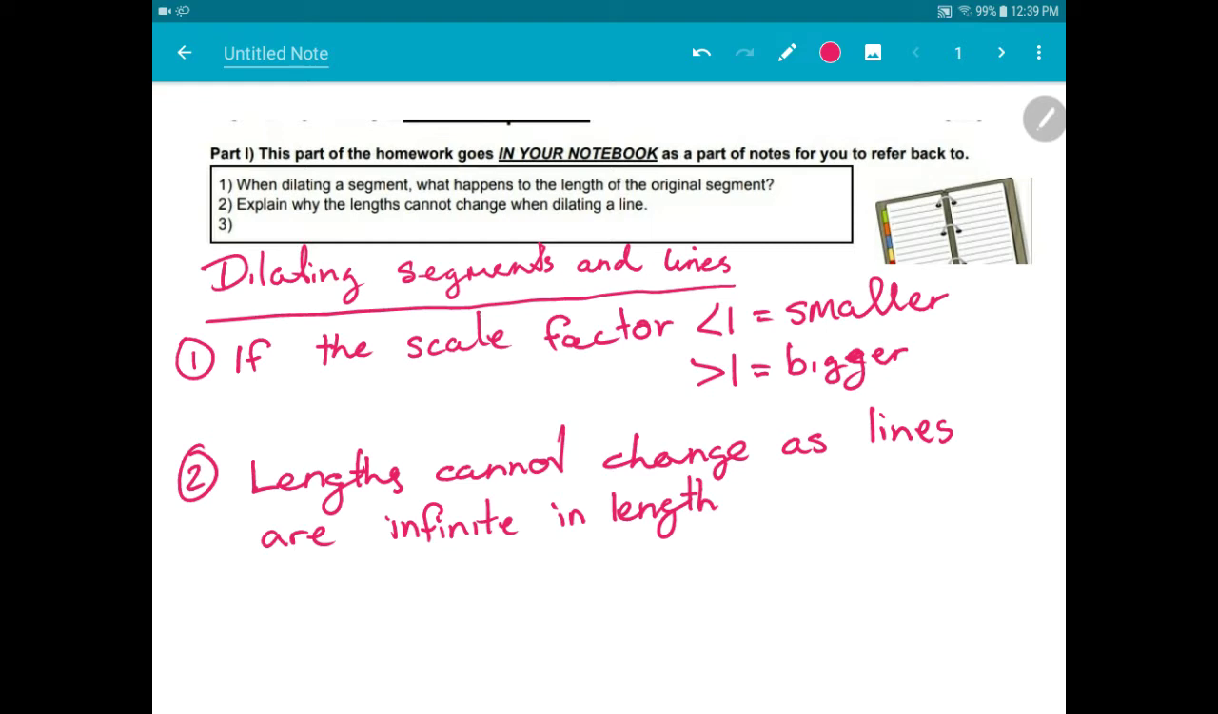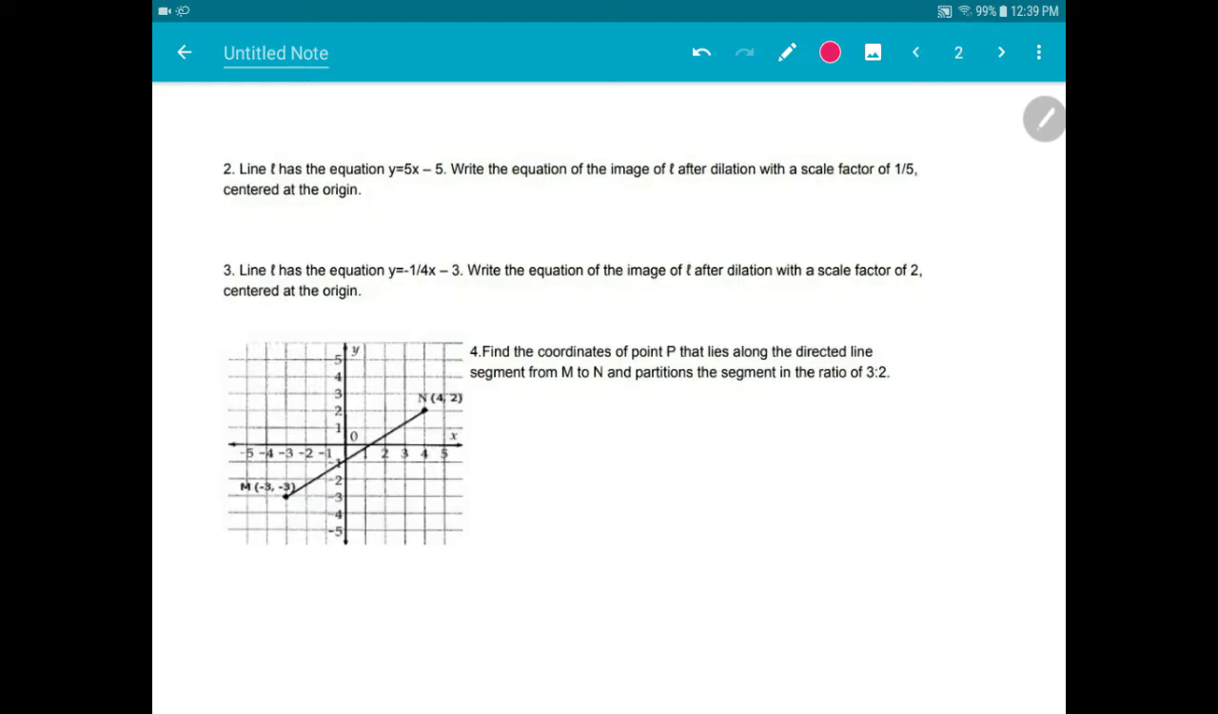Alright, let's take a look at some of the problems we should be able to solve given these little skills. I'm going to go through and start to underline things that are important in our question. So line L has the equation y equals 5x minus 5. Write the equation of the image after a dilation, the scale factor 1/5, centered at the origin. So that's what we're doing, we're writing the equation.